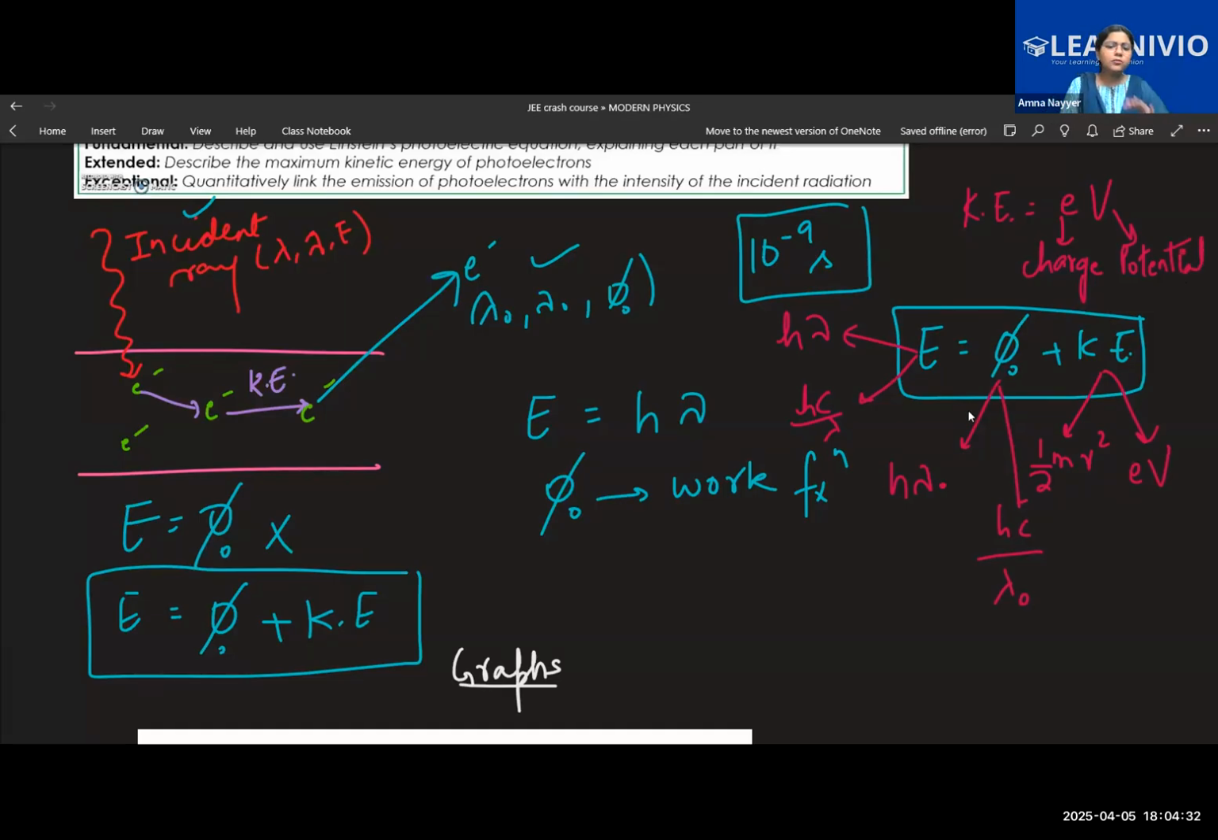Now you can modify and make several equations using any combinations. Remember this, and you will be able to solve any question that comes. If your electron is at rest, your kinetic energy will be 0 and the theory before that will be valid.